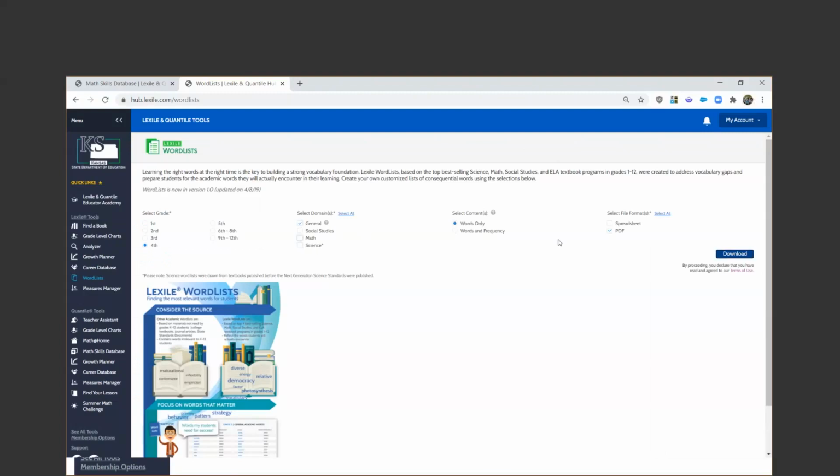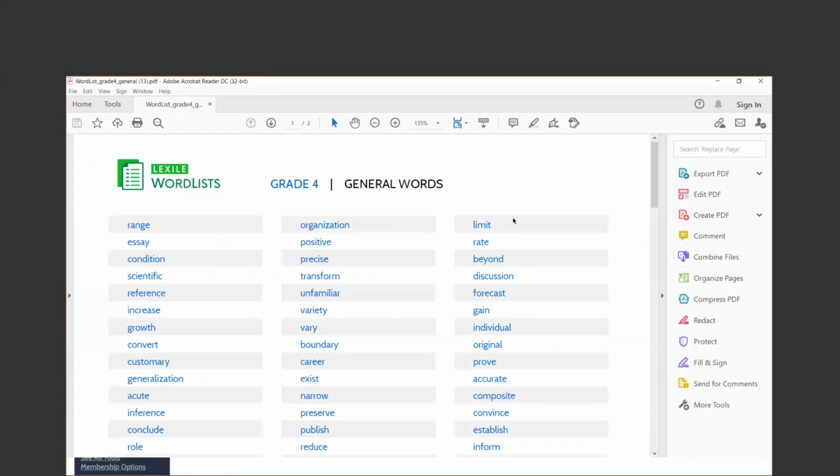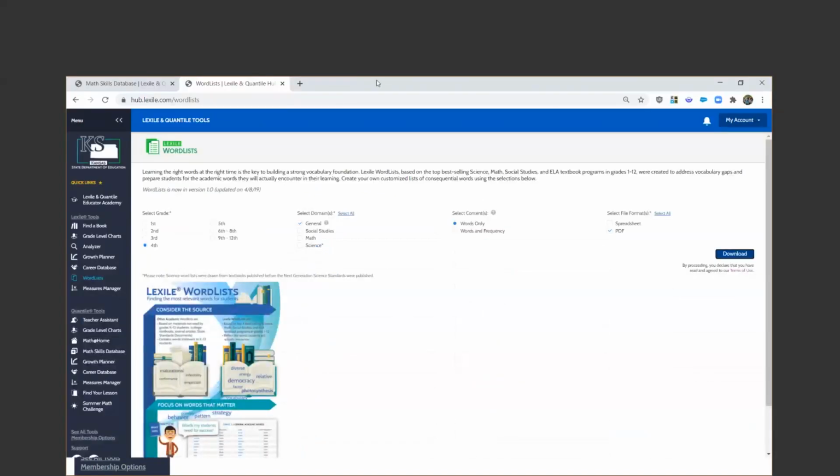Notice also we can identify just the general academic vocabulary at each grade level. So if I repeat that process, here's a list of the academic words that most frequently appear in grade four textbooks of any content area. Things like range, essay, condition. So if I'm building a vocabulary list of what words I need to teach my fourth graders, the Lexile word lists are an incredibly valuable tool to give me some insight into what words I might pick. Not to say that these word lists are comprehensive or that they are the end-all be-all of what vocabulary should be taught, but here's another stream of input, something to consider as we build vocabulary lists for our students.